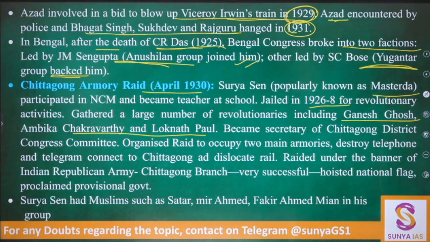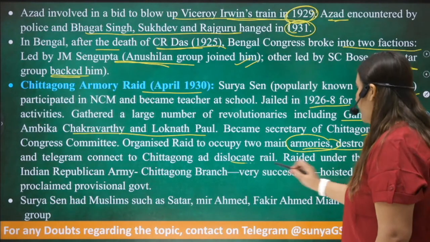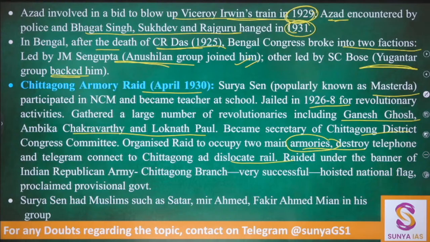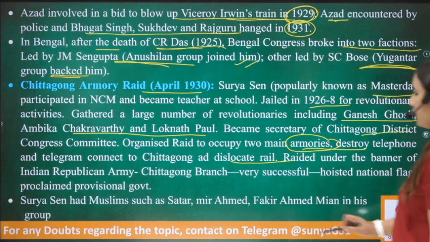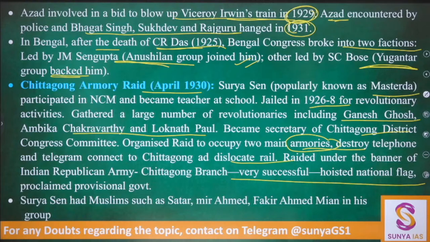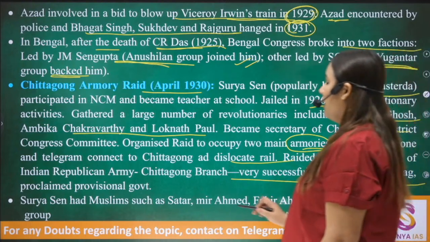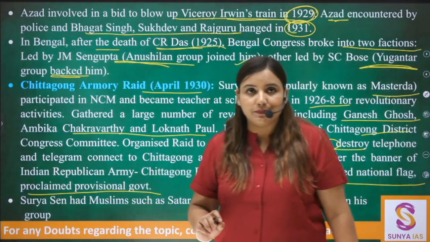You will see that Surya Sen became a secretary of Chittagong District Congress Committee. He organized a raid to occupy two main armories because they wanted to control some arms and ammunition. To get control of the arms and ammunition and disturb the government, they destroyed the telephone and telegram connections to Chittagong and dislocated the railway also. They raided under the banner of Indian Republican Army, Chittagong branch, very successfully. They hoisted the national flag also and proclaimed a provisional government, which was very, very successful.